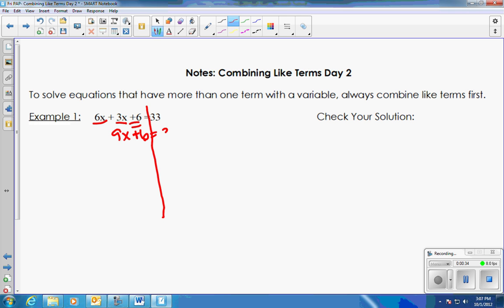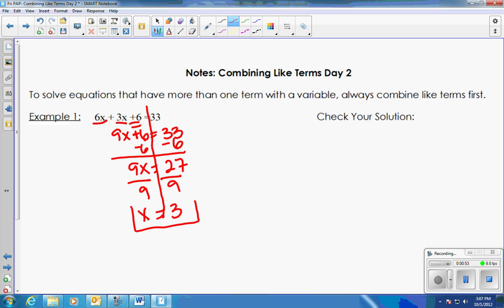That equals 33. Now at this point, you just have a two-step equation. So subtract 6 from each side. That gives me that 9x equals 27. Divide both sides by 9. And my answer is x equals 3. Please remember that, as always, it is a great idea to check your answer.